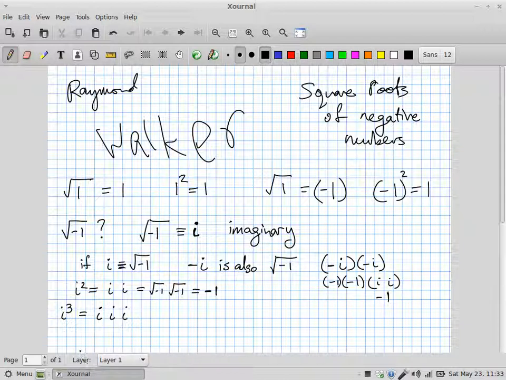Now, can we group them any way we want to? I guess. Why is that? They're all the same number, right? Why can we group them this way or the other way? Because multiplication is commutative. Well, it is commutative. It's associative. Yeah, okay.